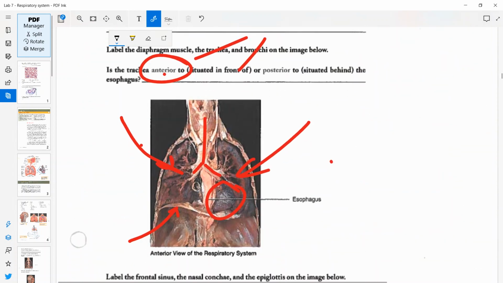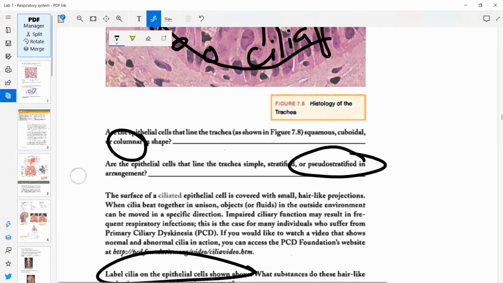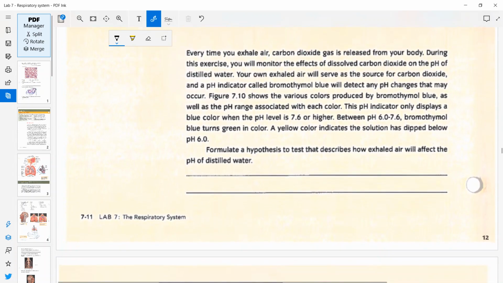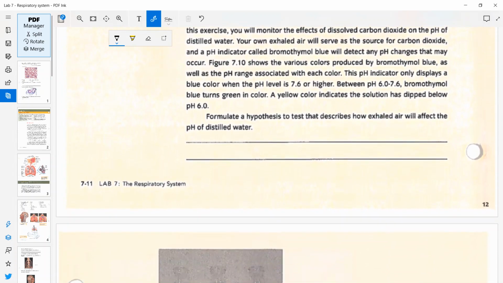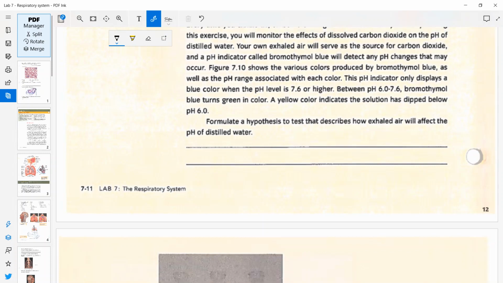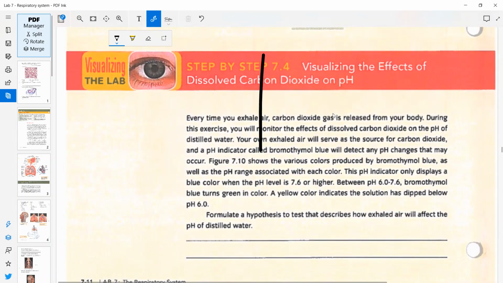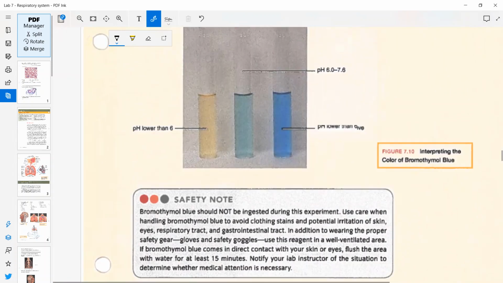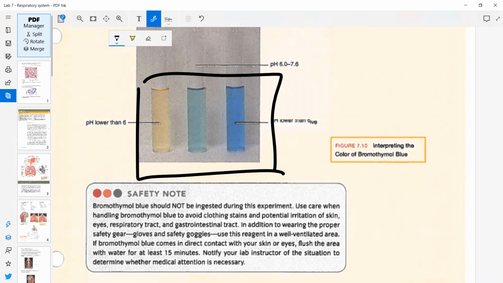Now let's take a look at the question that we are poised to ask. The question in this lab is how exhaled air will affect the pH of distilled water. And I suggest that the answer would be that it produces acid, so the pH of the distilled water, when we exhale air into it, will go down and become more acidic. Here you can see solutions that correspond to acid and to neutral.